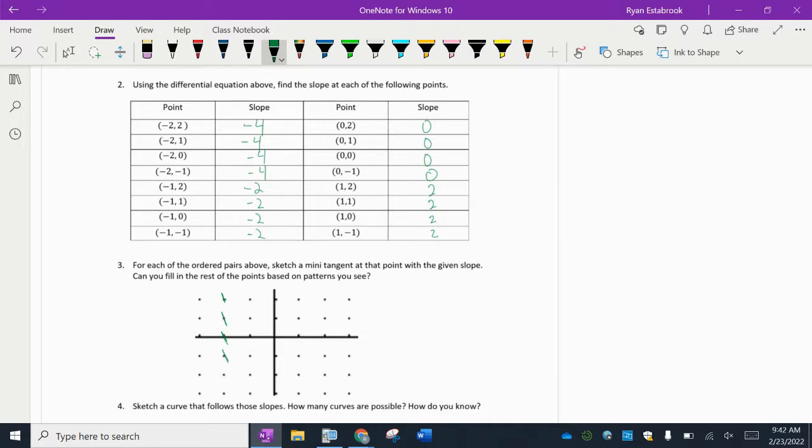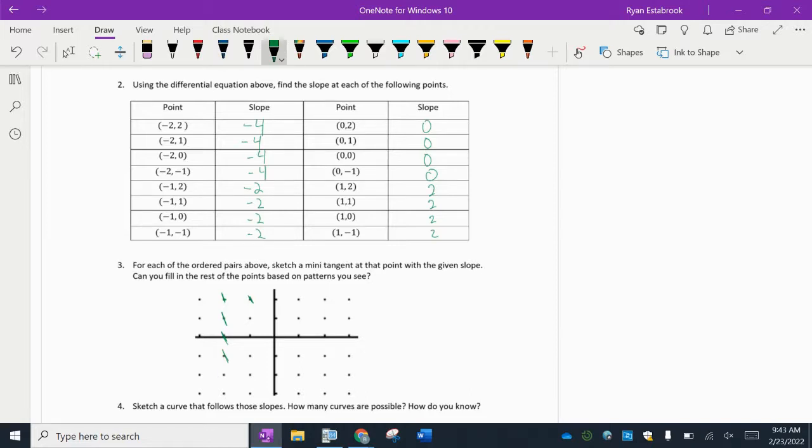Next, at -1, 2, the slope is supposed to be -2. So at -1, 2, I'm right here. The slope is supposed to be -2 over 1. So from here, I'm aiming down 2 over 1. So I'm aiming right at the origin. So a small little segment aimed at the origin.